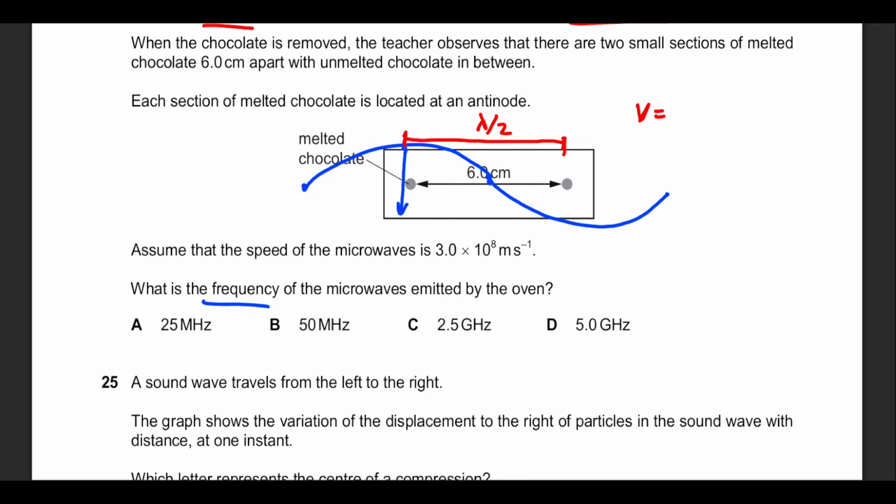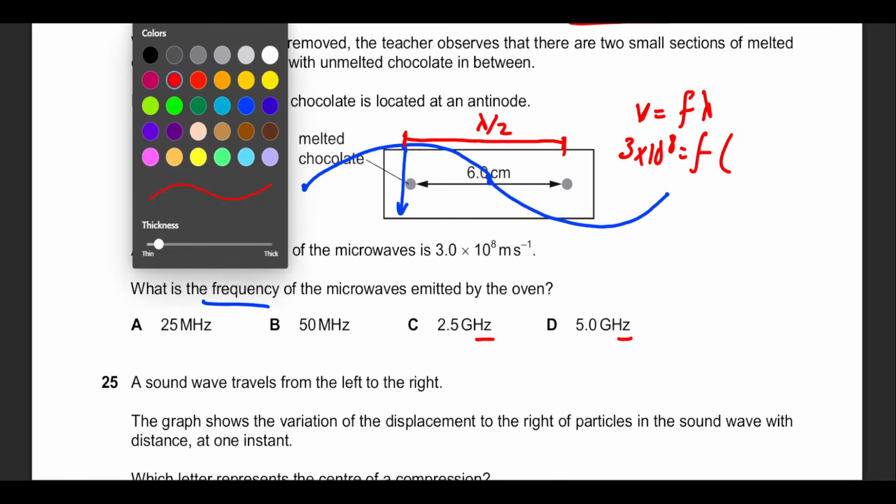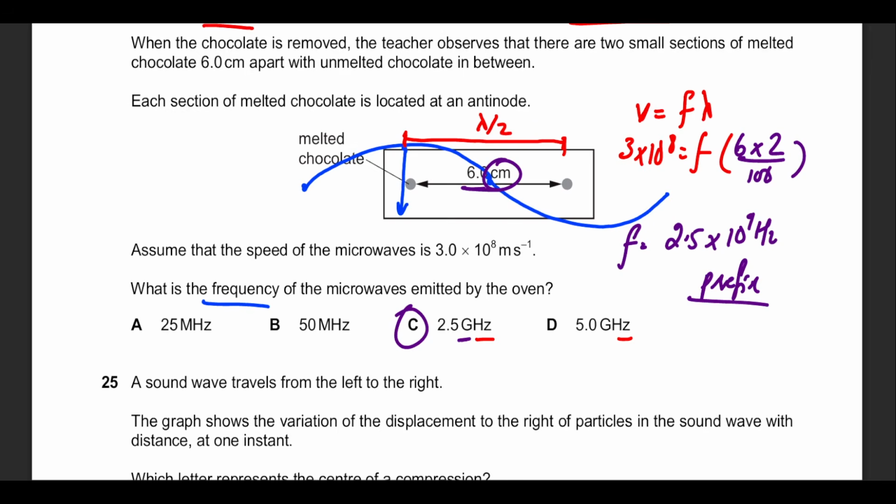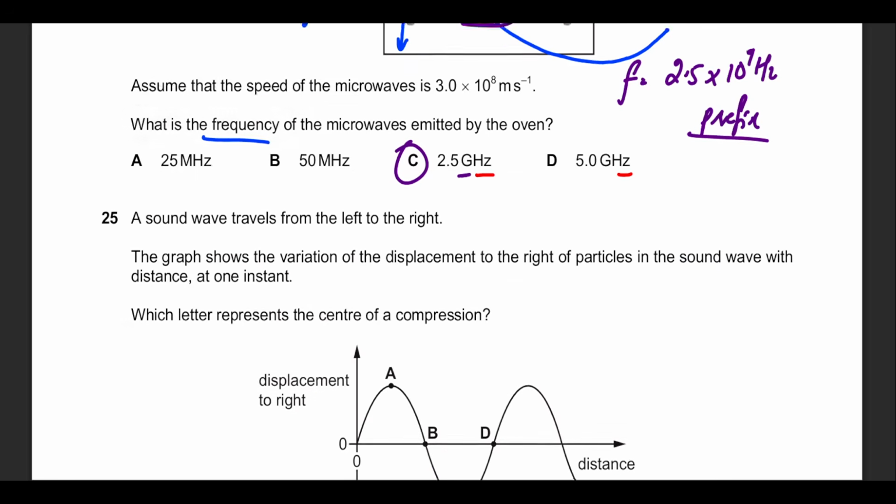So this should be v equals f lambda. So this should be 3 into 10 raised to power 8. Frequency is what we need to find out, because it's in hertz. And lambda, if you want to find the actual lambda, then 6 should be multiplied by 2 to get the single wavelength. So this is 6 multiplied by 2, divided by 100, since it's in centimeters. And this frequency comes out as 2.5 into 10 raised to power 9 hertz, which is 2.5 gigahertz. And now notice that the prefixes that you are so much avoiding become a part of the answers.